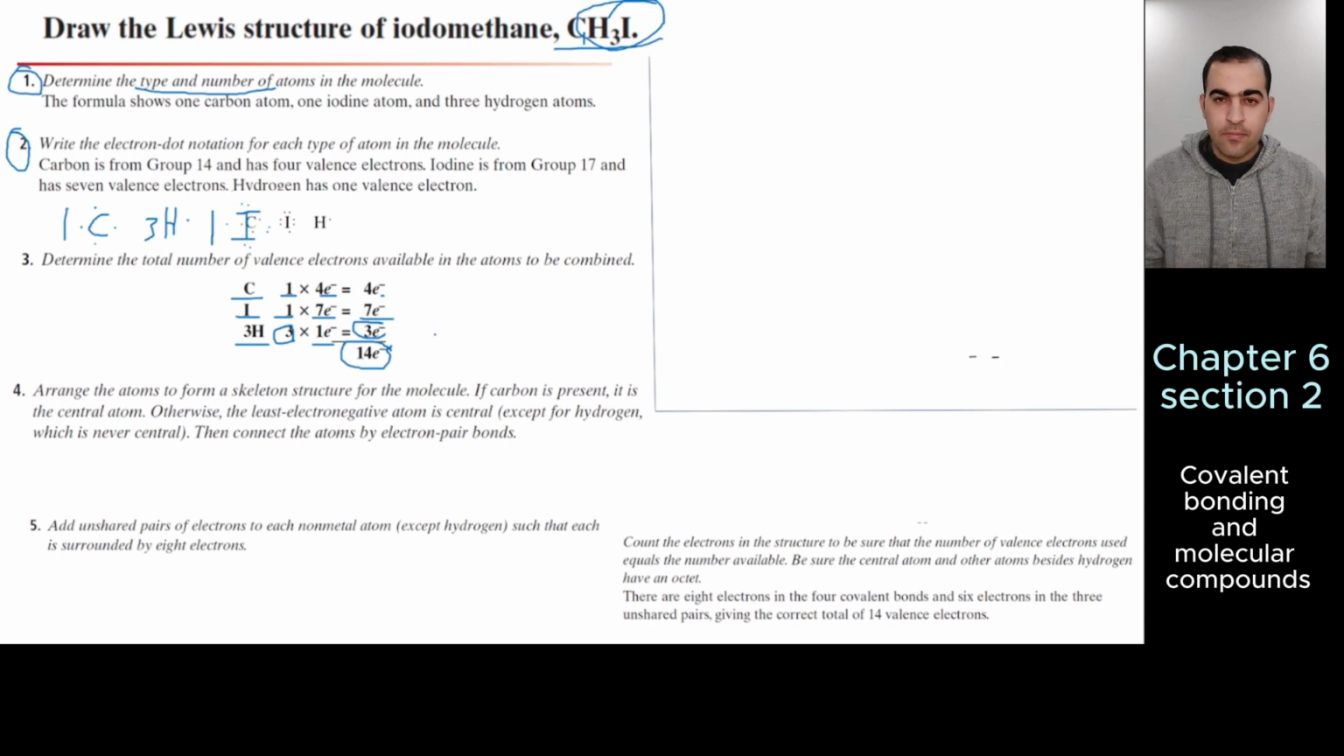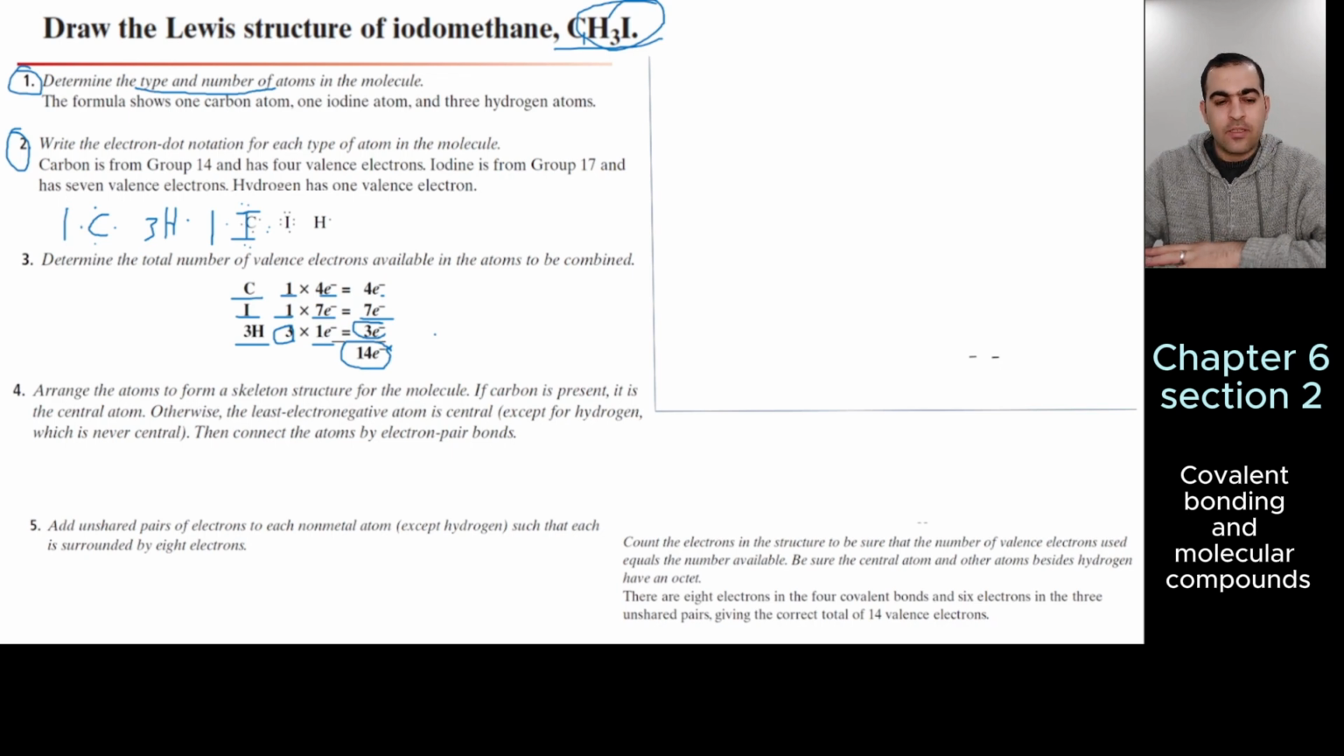Okay? This step is important so you do not lose any electrons in the Lewis structure. Total, there must be 14 valence electrons when you draw the Lewis structure. Okay. Next step, central atom. It's very important that you know how to indicate a central atom.